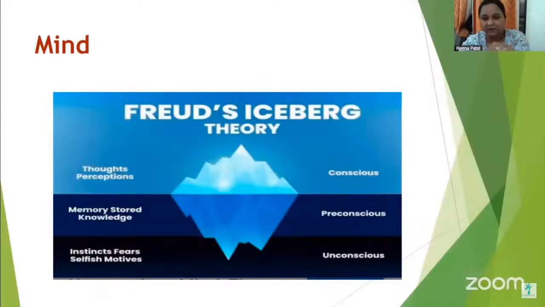Then comes the preconscious mind. Sometimes we are talking to a person, but at the back of the mind there is another thought and feeling. That is your subconscious mind. Sometimes we are angry with that person, but we are not showing our anger. That is in your subconscious mind, but that anger is not damaging the person whom you are talking to.